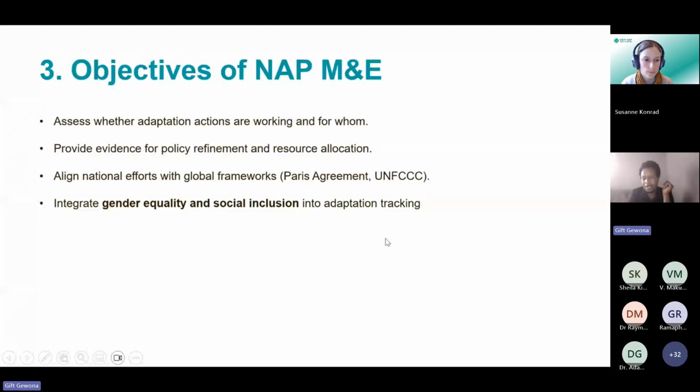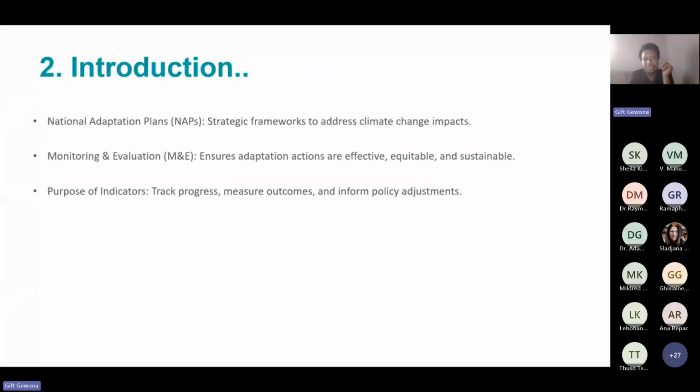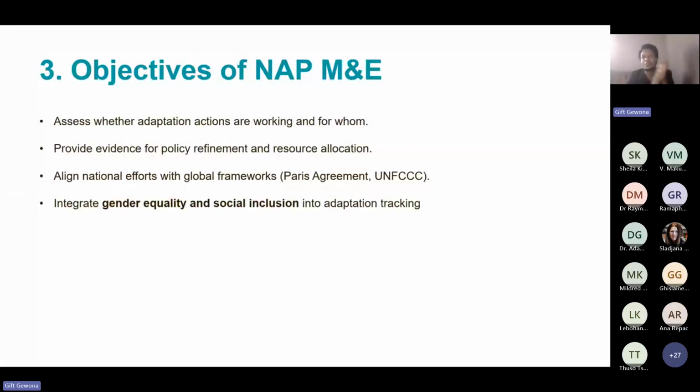So having talked about indicators, what are the objectives of having those indicators and the NAP monitoring and evaluation framework? It should include a learning aspect as well. We need to assess whether the adaptations are working and for whom, because the idea is to build resilience for the communities. So is it working? How do we track progress? It also enables us to provide evidence for policy refinement and resource allocation, looking at the vulnerability of communities across the board.